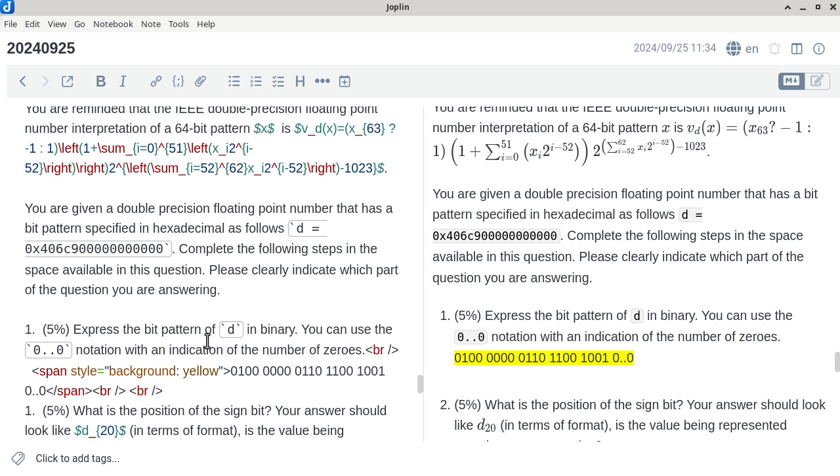Now the question is, how many zeros do we have here? In other words, how many zeros am I trying to denote with this notation? Well, the whole thing needs to have 64 bits. There are 20 that we have already figured out. So 64 minus 20 is 44. That means we have 44 zeros in the dot dot notation. So we'll just say 44 zeros here, and this is all in base 2. Just to emphasize, I'm going to put a parenthesis 2 here. Do we have any questions about number 1?